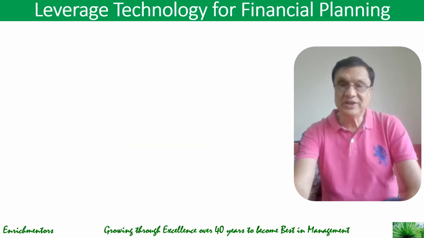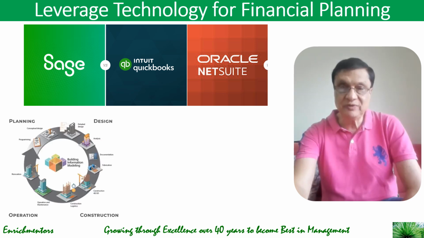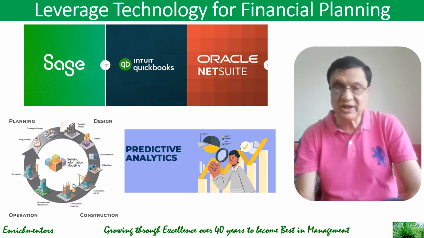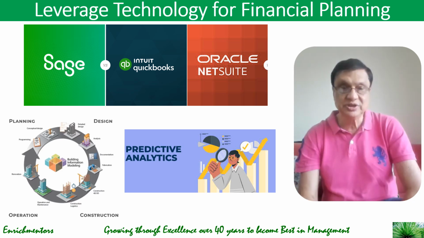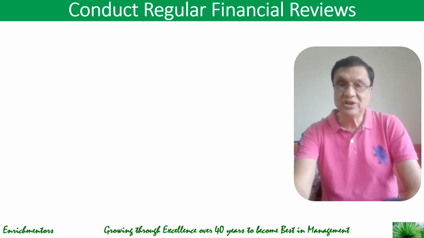Leverage technology for financial planning. Use tools like QuickBooks, Sage, and Oracle Primavera for financial tracking. They simulate project costs and schedules in building information modeling and employ AI-based tools to forecast potential cost overruns using predictive analytics.